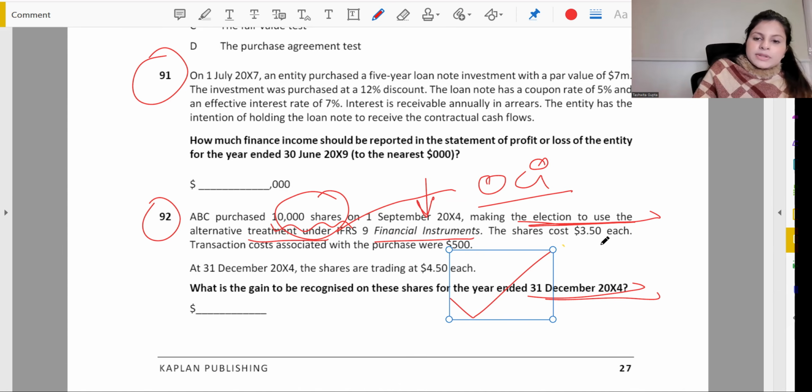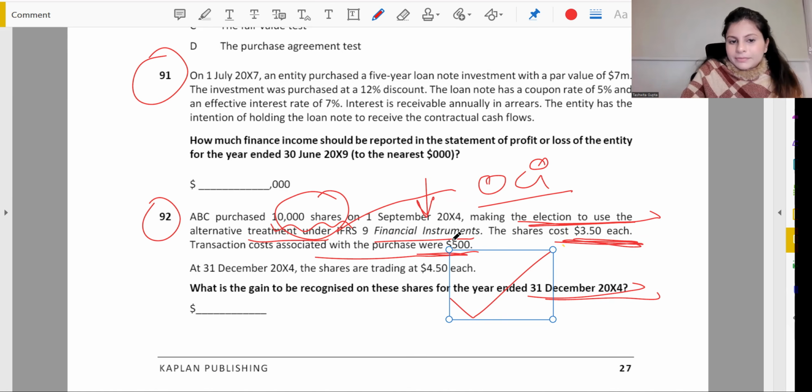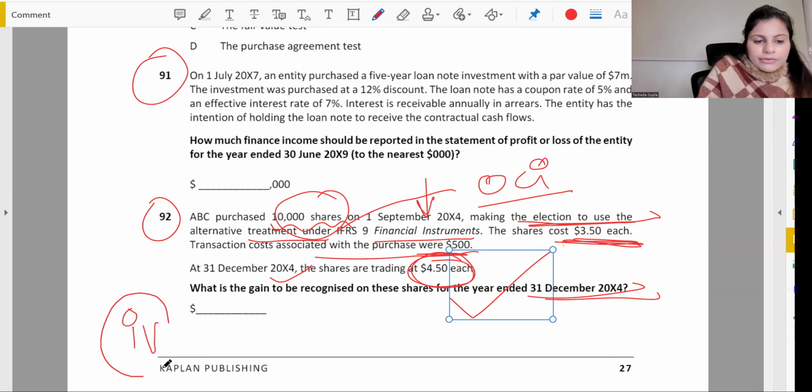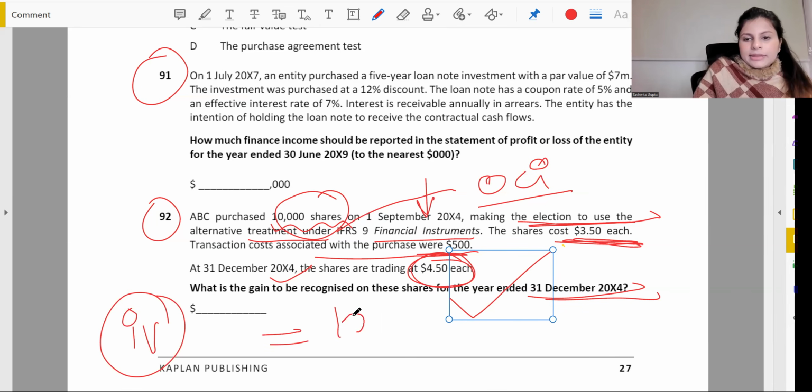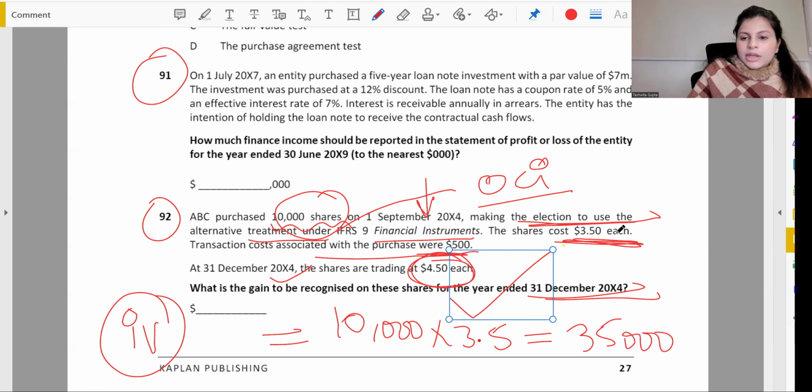So the shares cost was 3.5 and transaction costs with the purchase were 500. So at 31st December, the shares are trading at 4.5. So per share, see what will you do? Initial value of your shares would be 10,000 shares into 3.5. That is how much? 35,000, right? 35,000. Then you have a transaction cost of 500. So add that. So total comes out to be 35,500.